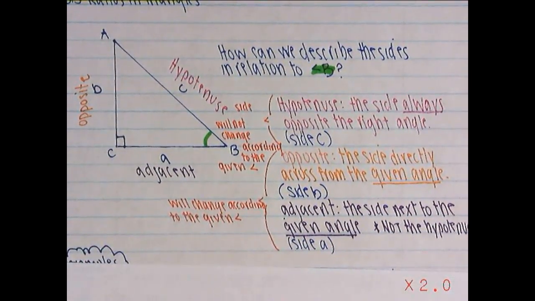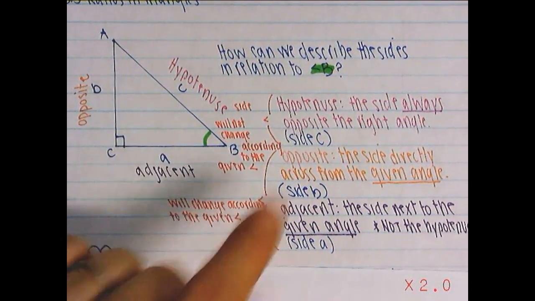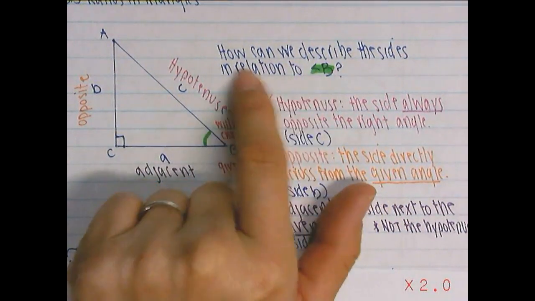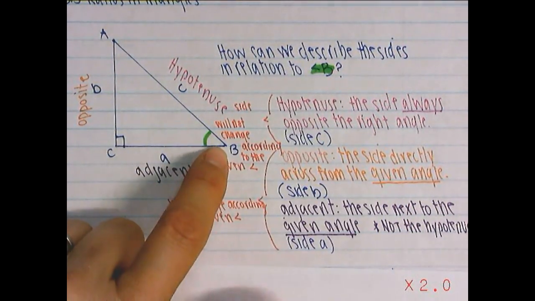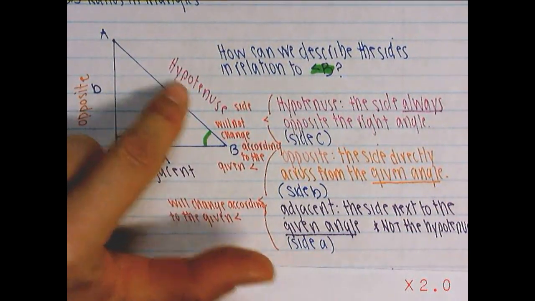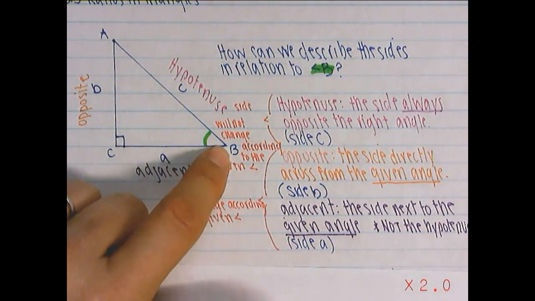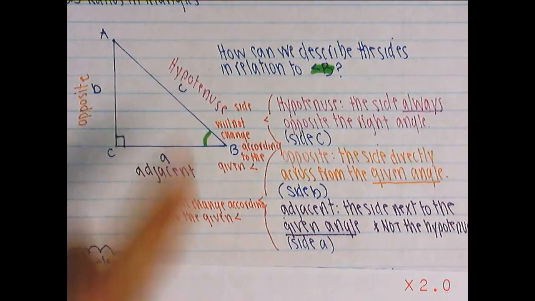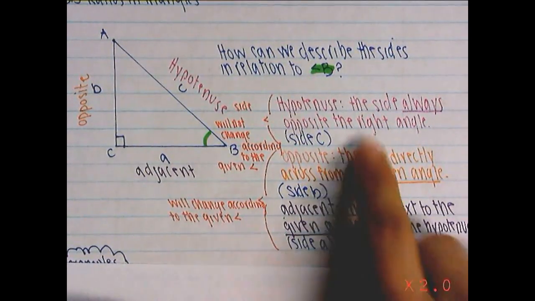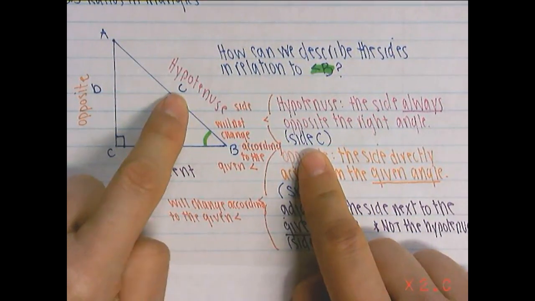All right, first of all, I drew this triangle, and what we want to do is describe these sides in relation to this angle B. You'll notice this is a right triangle. Across from the right angle is the hypotenuse. So in relation to B, this will always be the hypotenuse. The hypotenuse is consistent: the side always opposite the right angle. And we're going to say that's side C.